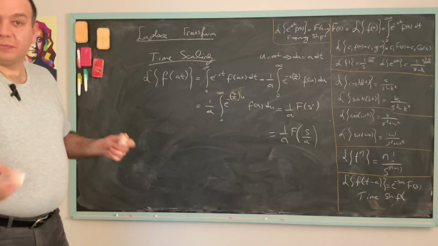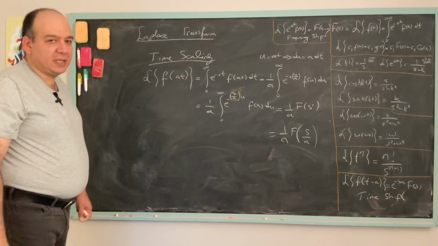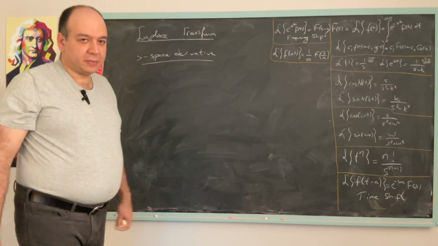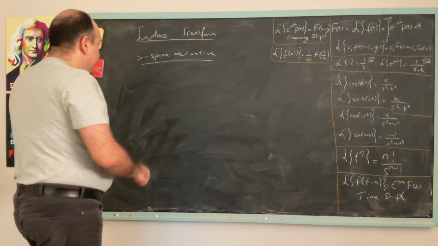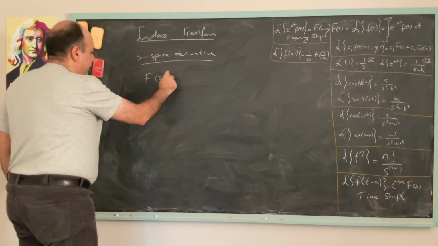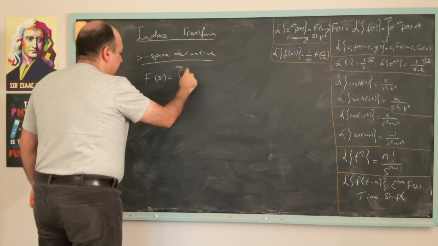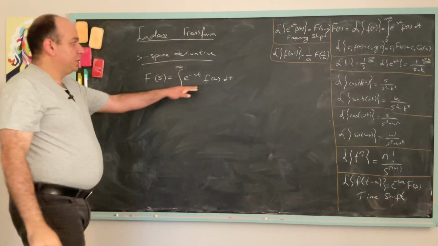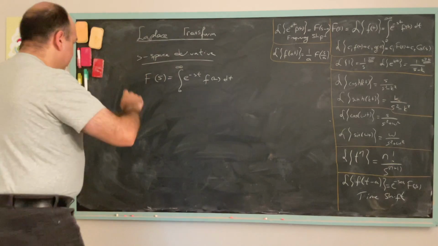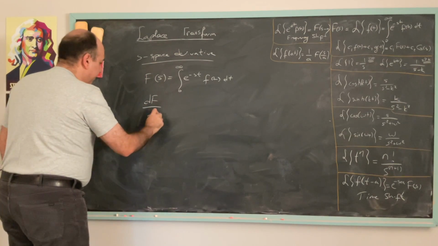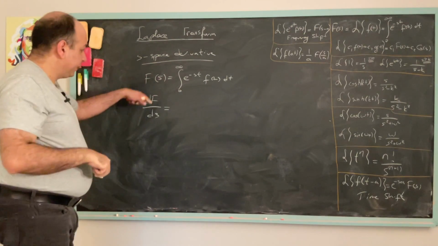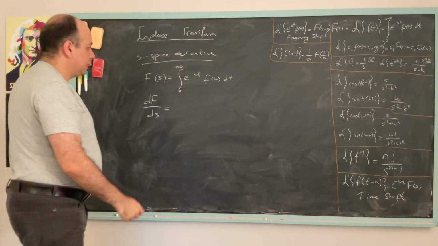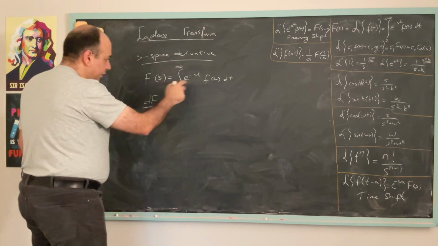Okay, let's move on with the derivatives and other fancy stuff. Next step is to do the s space derivative. So what do we mean by that? We already know that f of s is equal to the integral from 0 to infinity of e to the minus st f of t dt. This is the standard definition of the Laplace transform. Now I want to take the derivative of f with respect to s. This is a function of s. The limits here are not functions of s, so I just need to take the partial derivative of what's inside.